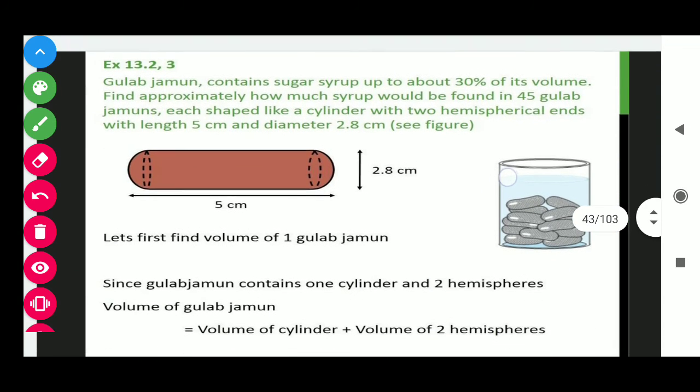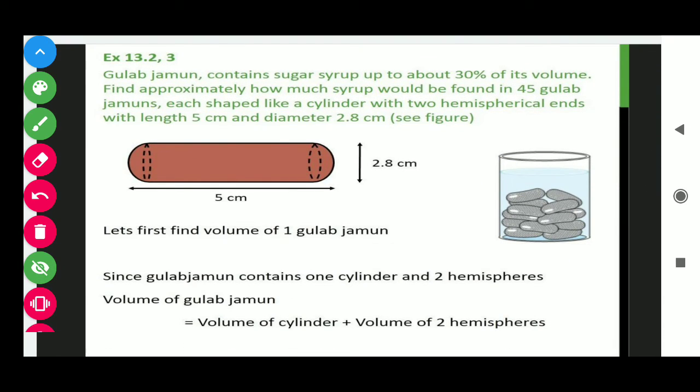Next we have an important question. A gulab jamun contains sugar syrup up to about 30% of its volume. Students, all of you have eaten gulab jamun. So here we have a gulab jamun that is filled with sugar syrup up to about 30% of its volume. Find approximately how much syrup would be found in 45 gulab jamuns.